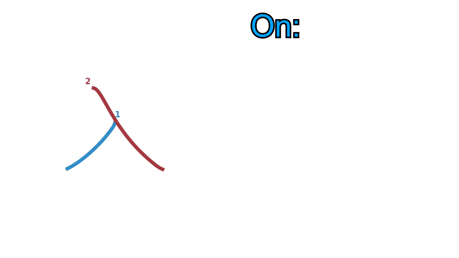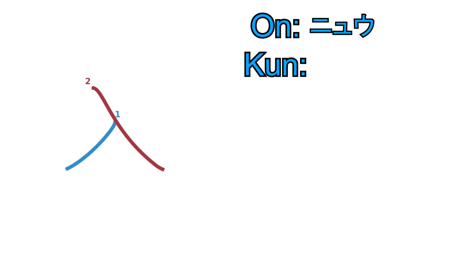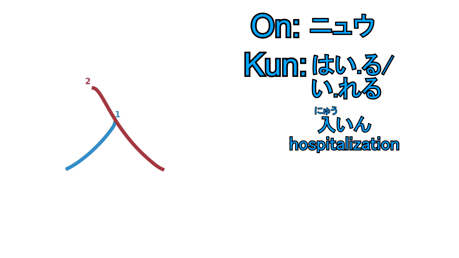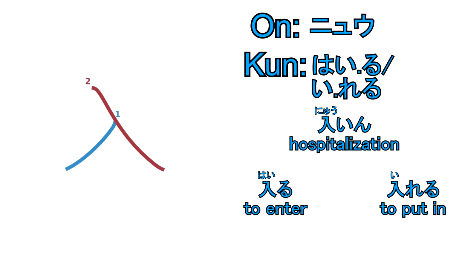The on reading used for this kanji is nyuu, while there are two Japanese ways to read this kanji, hai and i. Examples for this kanji character are nyuuin, which is hospitalization, hairu, which means to enter, and ireru, which means to put in.